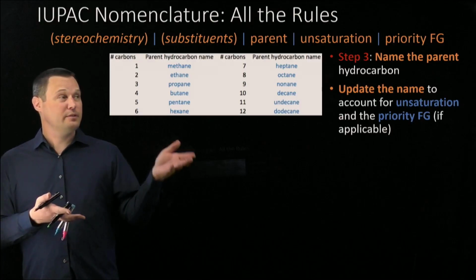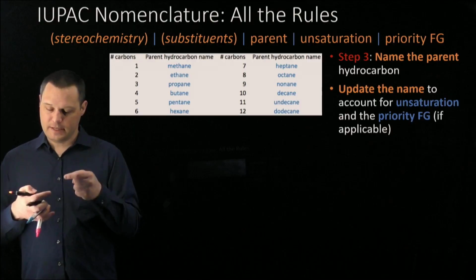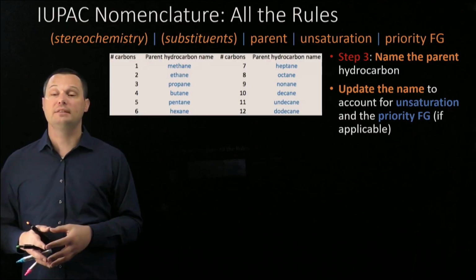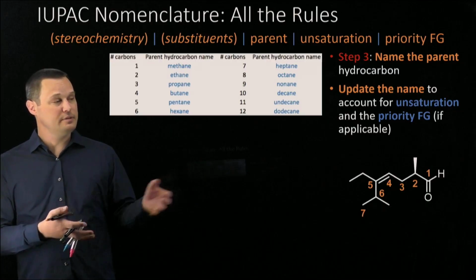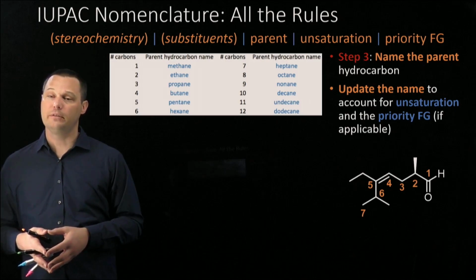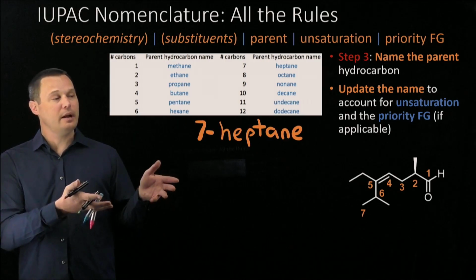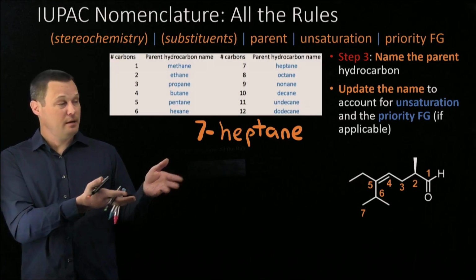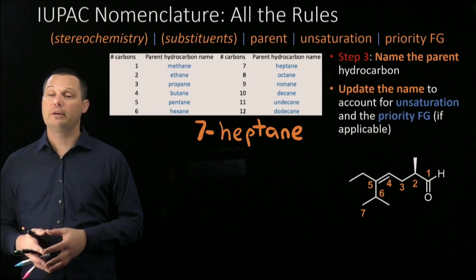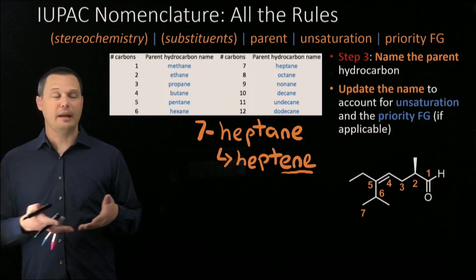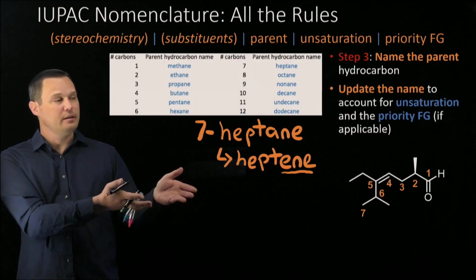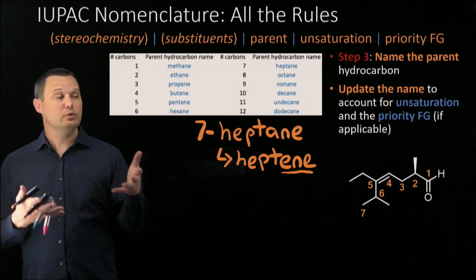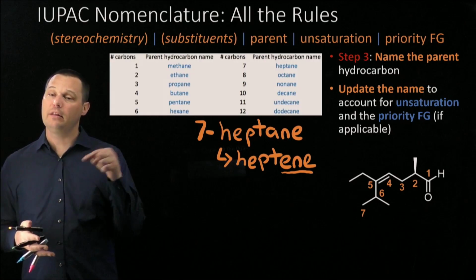Once we have named the parent for our longest consecutive carbon chain, we update the name of that parent to account for any unsaturation or any priority functional groups if they're present in the molecule. Our molecule has 7 carbons in its longest consecutive chain that contains the priority functional group. So we start from the base parent hydrocarbon heptane, hept being the word for 7. But this molecule isn't going to be a heptane because we have both unsaturation and a priority functional group. To account for the unsaturation in the name, we update heptane to heptene, the ENE being the syllable for a double bond. I have an entire separate video on all the naming rules for alkanes, alkenes, and alkynes, and I'll put that link in the description below.